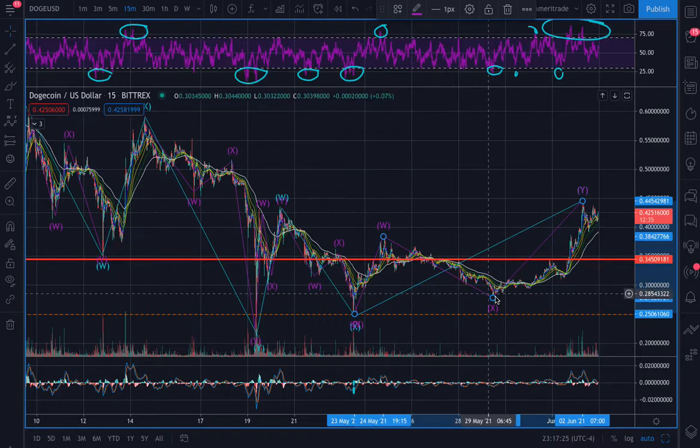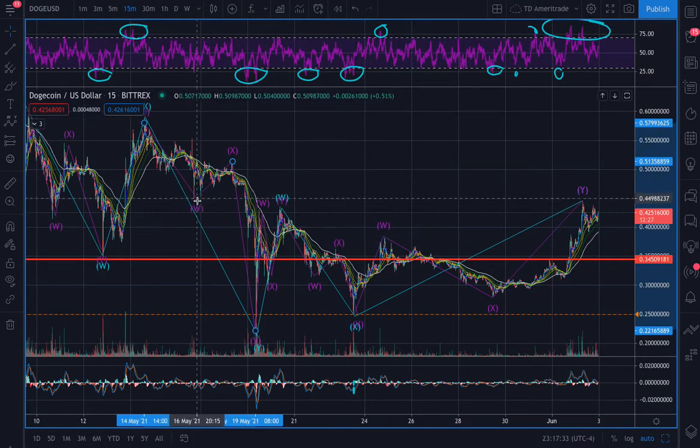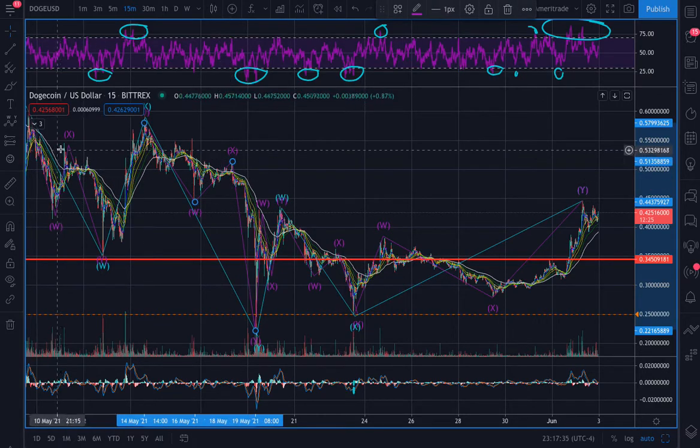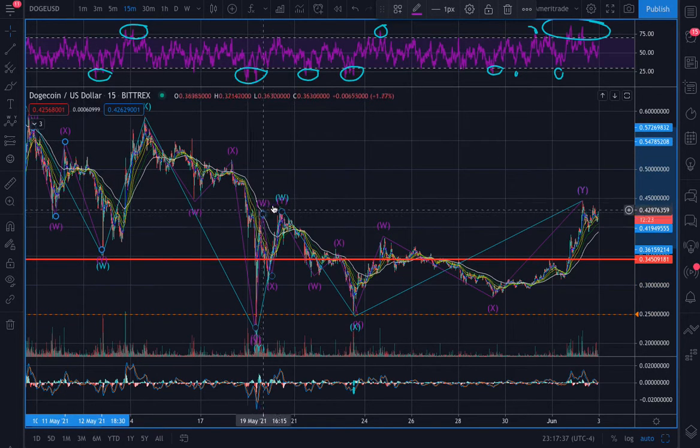The Elliott waves are not during a correction necessarily, but they're very good. So I'm just making these all pretty.